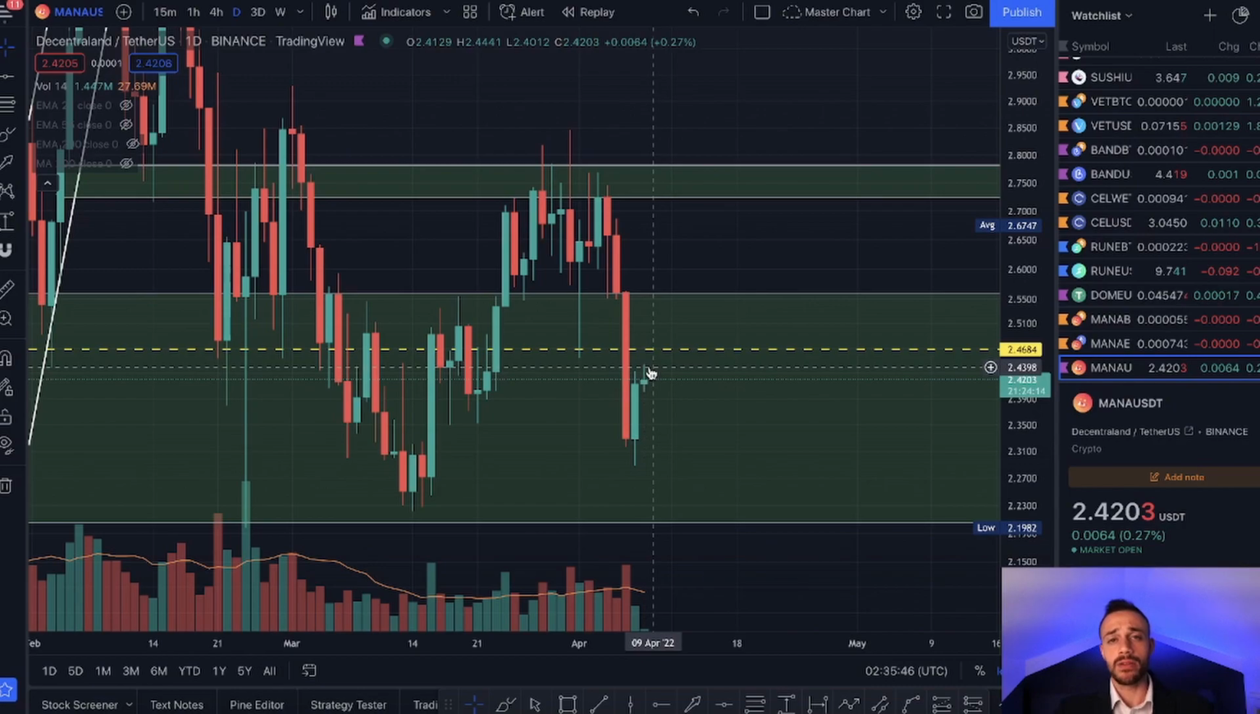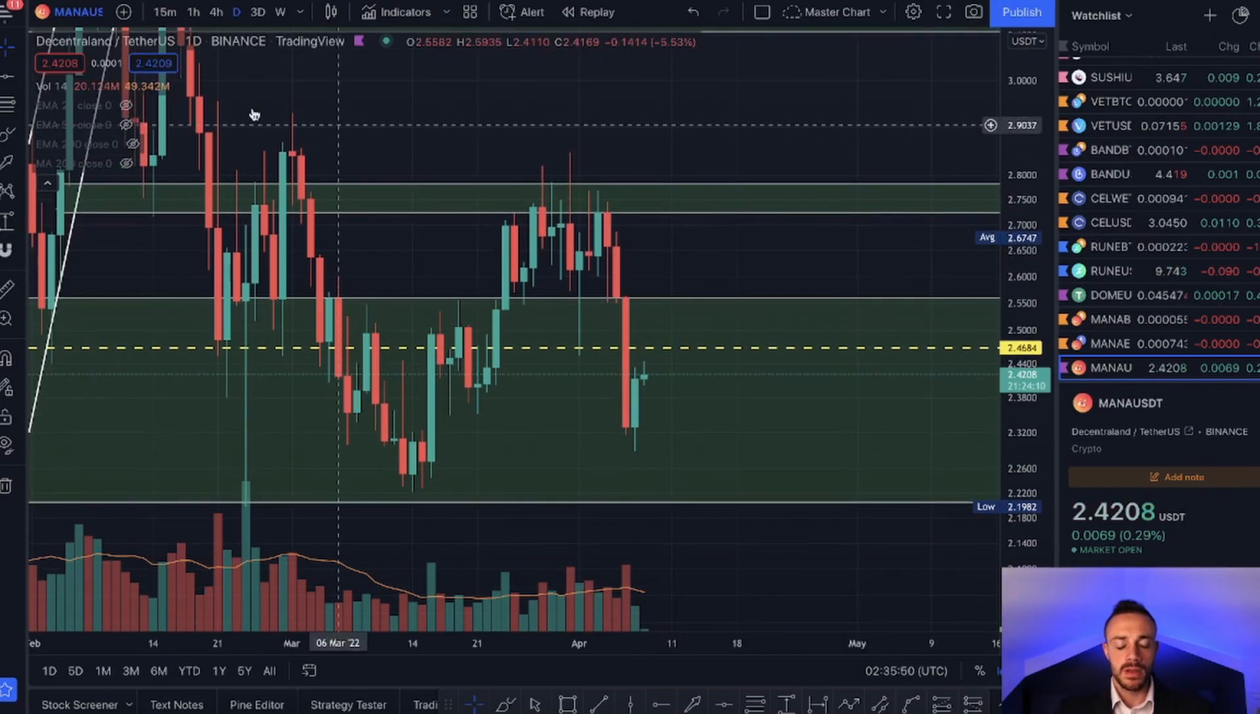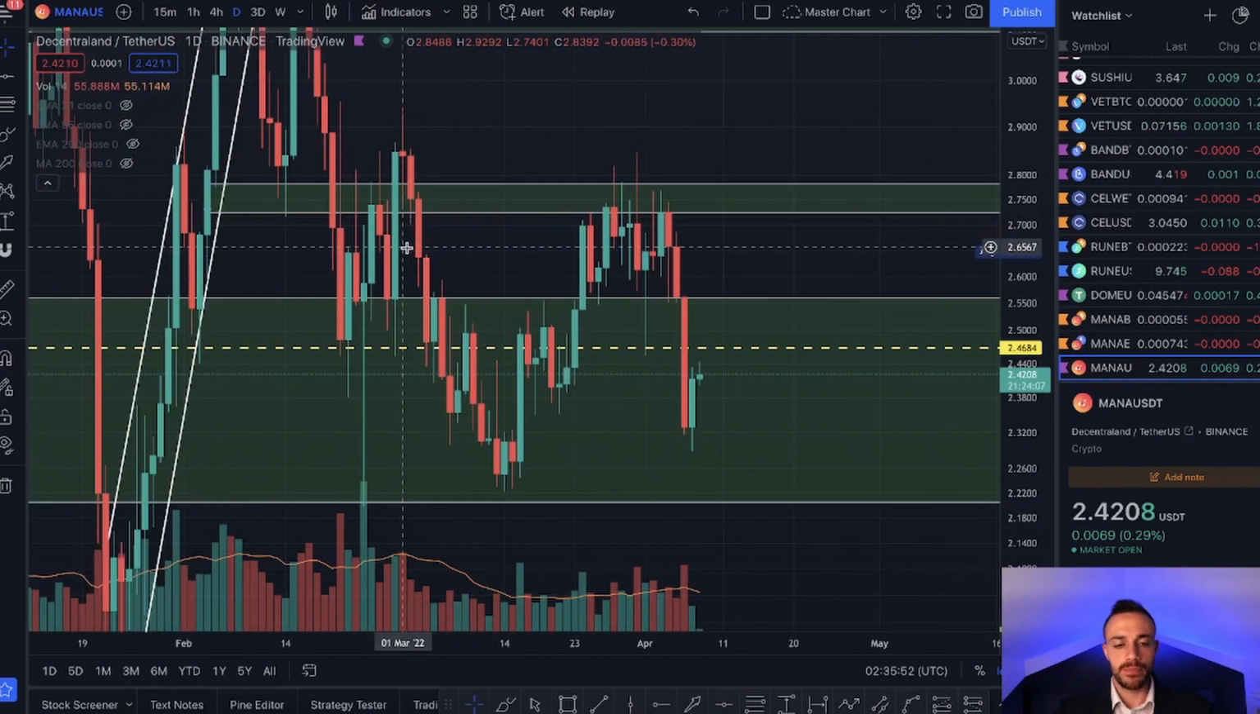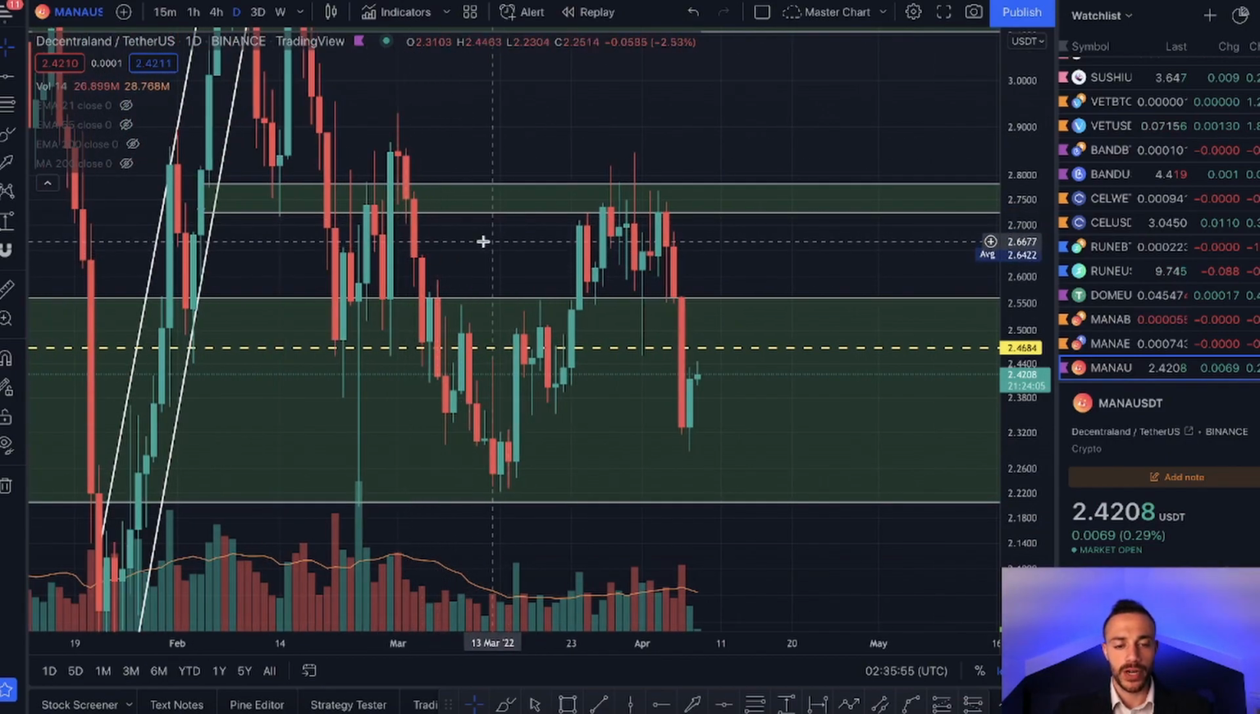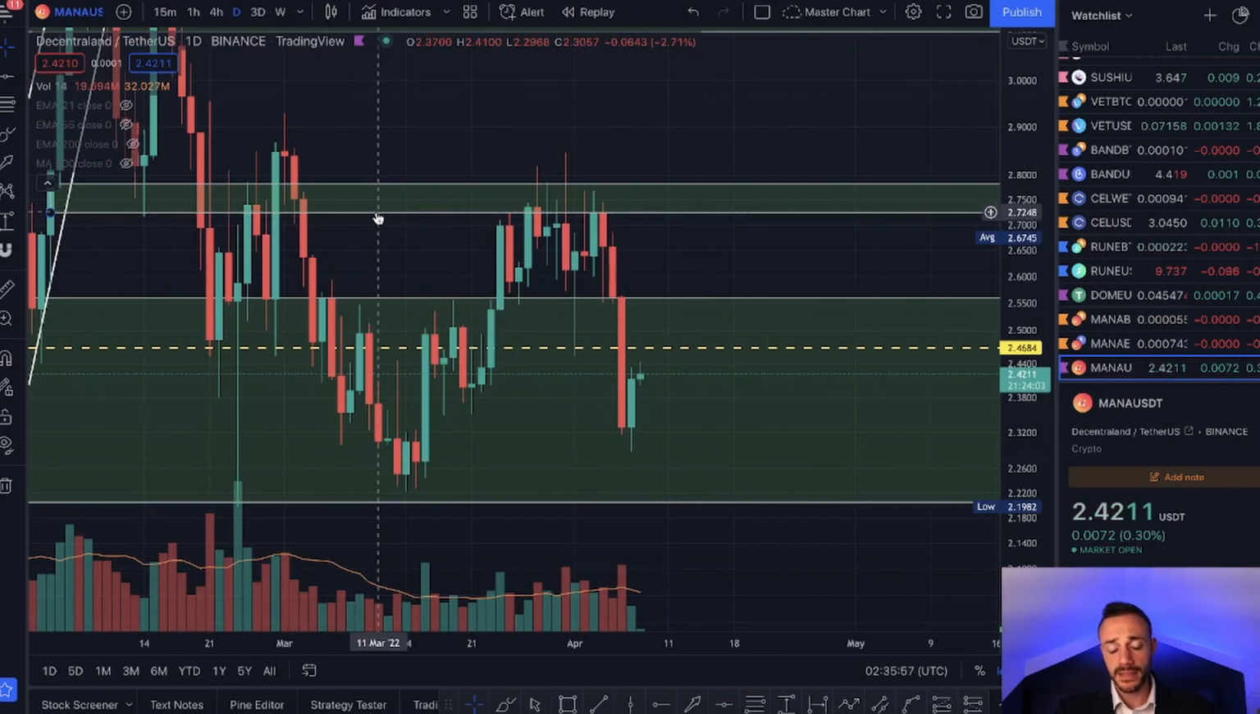All right, now let's take a look at Mana Decentraland on the daily chart. So this is a bit of a choppy chart right here, right? Price is kind of trading within this range on the daily. Nonetheless, it's a beautiful example of using supply and demand to trade the extremes of a range. So let's go ahead and go over this. And if you can see what I'm seeing, you should be able to spot it right away.